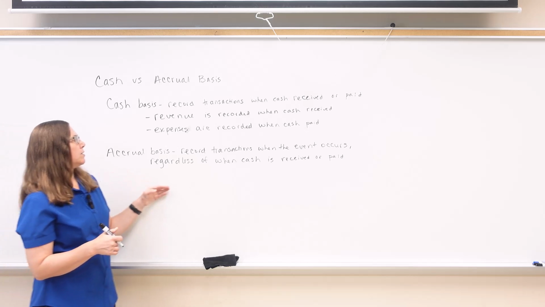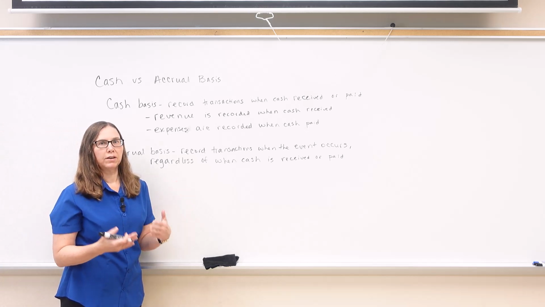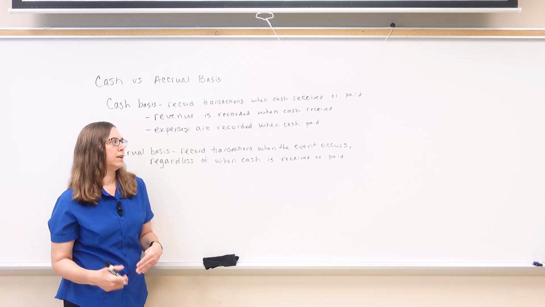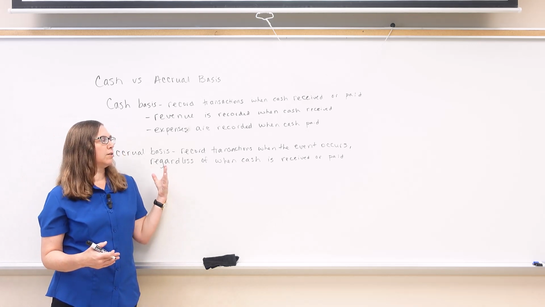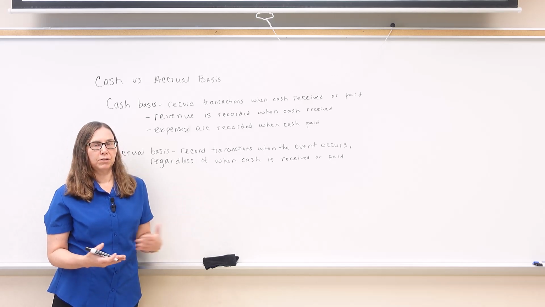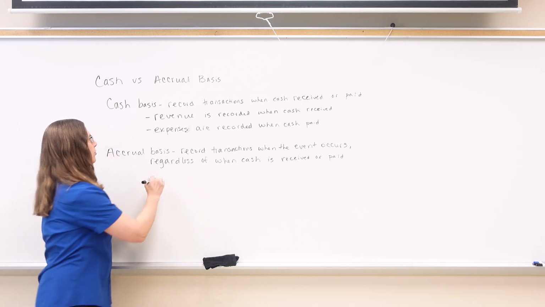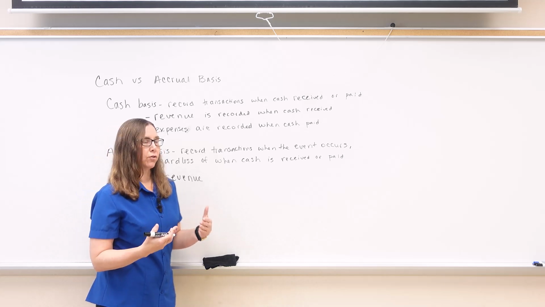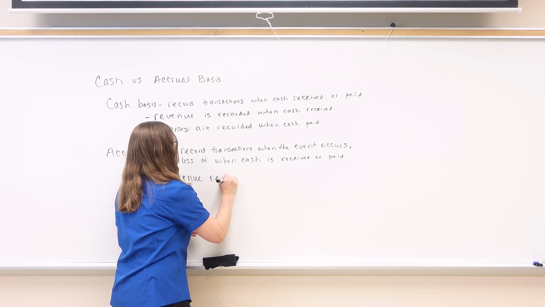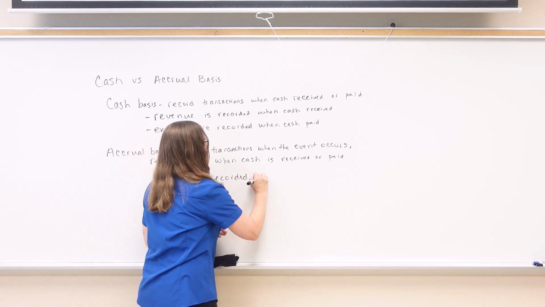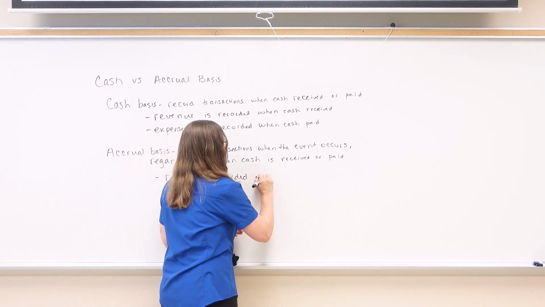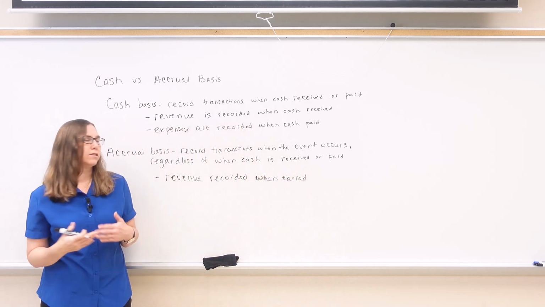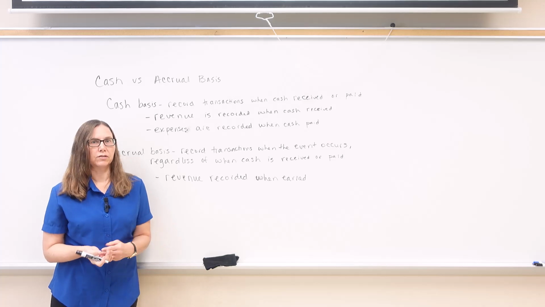And then accrual basis is when you record transactions when the event occurs, regardless of when the cash is received or paid. So this is the method that follows generally accepted accounting principles. Revenue would be recorded when the revenue was earned. And it's earned when they deliver the product or service to the customer.